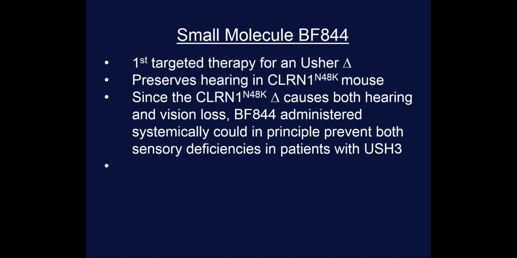To summarize the first part, we have developed the first targeted therapy for an Usher syndrome, particularly for the hearing loss. BF844 preserves hearing in the Clrn1 N48K mouse. Since the Clrn1 N48K mutation causes both hearing and vision loss, BF844 administered systemically could in principle prevent both sensory deficits, the vision loss and hearing loss, in patients with Usher syndrome type 3 associated with the N48K mutation.